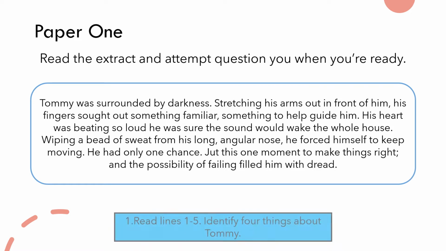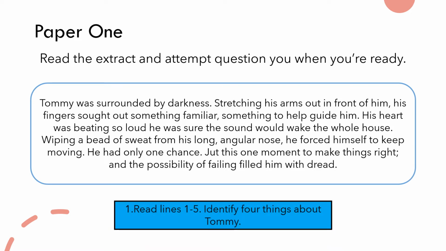So if you have a look at the question below, it says, read lines 1 to 5, identify 4 things about Tommy. In the exam, you'll get 5 minutes to answer this, so if you'd like to pause the video once I've finished reading out the text, you're more than welcome to do so. Take your time and try and figure out what 4 things are available for this question.